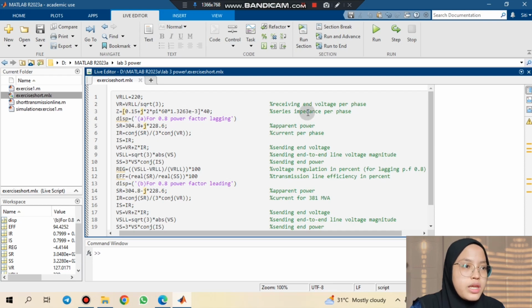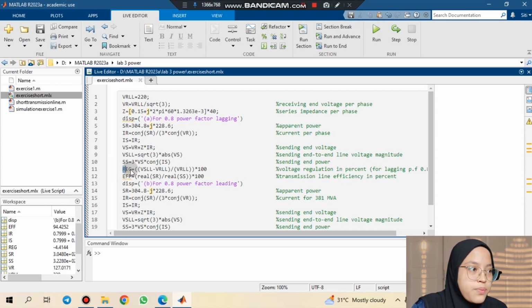After we have calculated the receiving end voltage per phase and series impedance per phase, we can then proceed to find the voltage regulation and the transmission line efficiency for the first question, which is for 0.8 power factor lagging. So this is the coding. We need to find the apparent power, the current per phase, the sending end voltage, sending end line-to-line voltage magnitude, sending end power, voltage regulation.